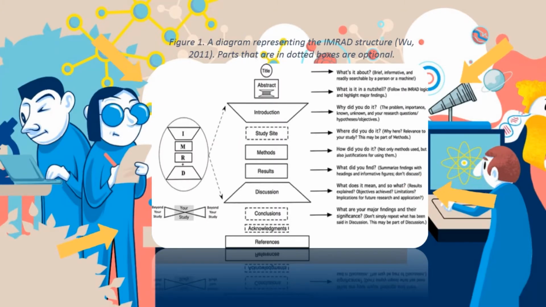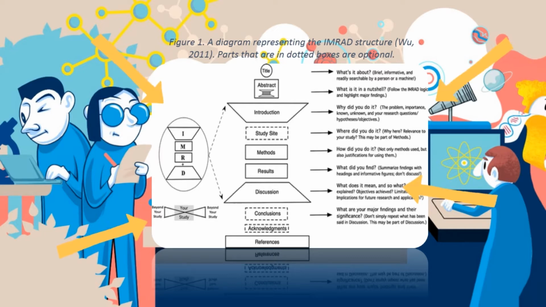Now, as you can see in the diagram, this represents the IMRAD structure by Wu 2011. The parts that have dotted boxes are optional. In his diagram, Wu clarified that the shape of each section under the IMRAD format represents how broad or how narrow each section should be, referring to when the paper focuses on the researcher's study and when to relate it to other researchers' work. Note that the questions at the right are the basic questions that would be answered by each section of the paper.